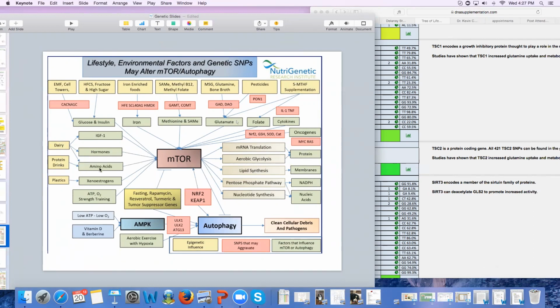And then protein drinks have amino acids that not only glutamine, but methionine is a big baddie for stimulating mTOR production. That's why we look at the MAT gene, which we got to put right there.